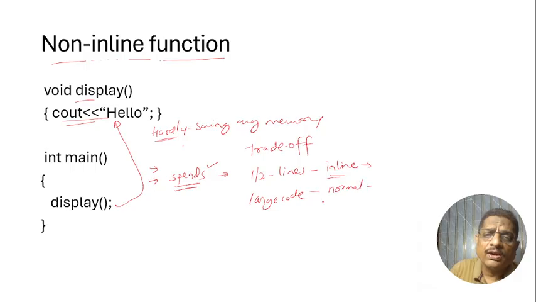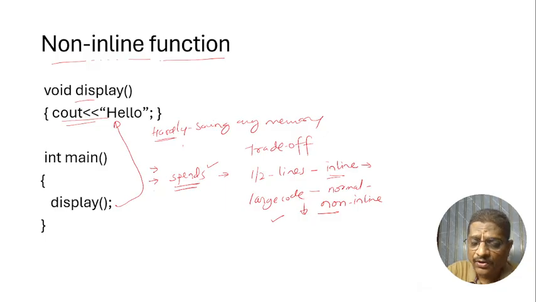Normal, or you can call it a non-inline function. If you write non-inline, a substantial amount of memory you will be saving by spending a little time. That's okay, that's fine. This is how inline functions are important when you have to write a function for a code with one or two lines.